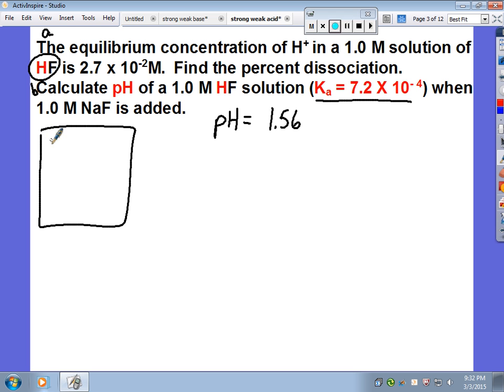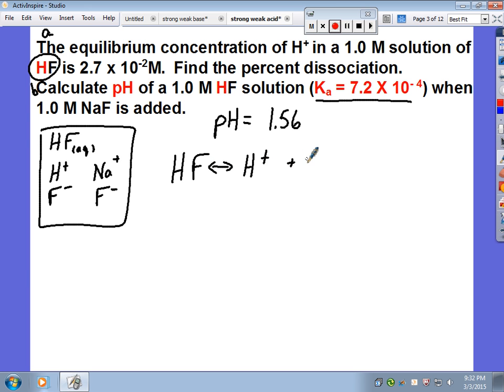What do you have floating around in your beaker? You have HF floating around your beaker, and that's aqueous. That's a blob. You have very little H and very little F. You have all the 1 molar Na and all the 1 molar fluorine. So how would I depict that? Well, I'd go ahead and write a dissociation equation, right? That's the first thing I always have to do when I have a weak acid.